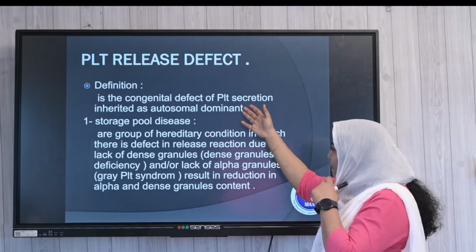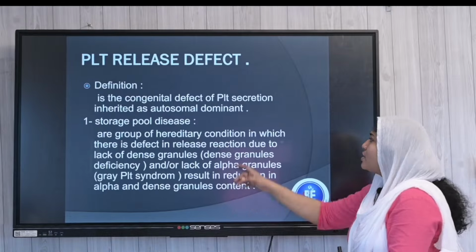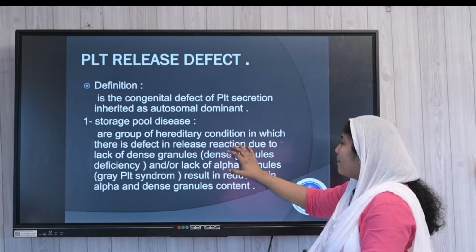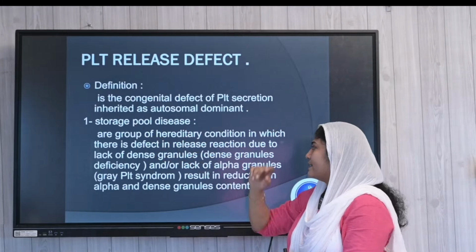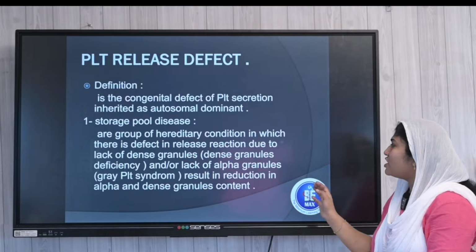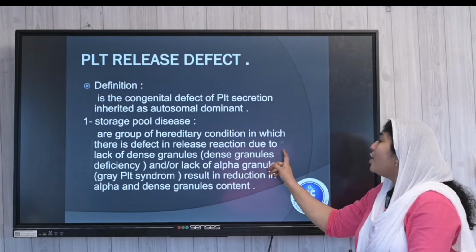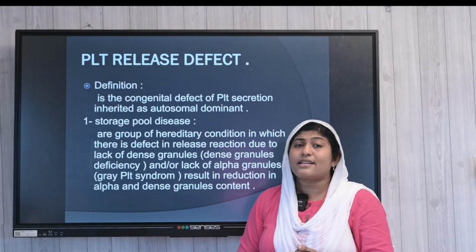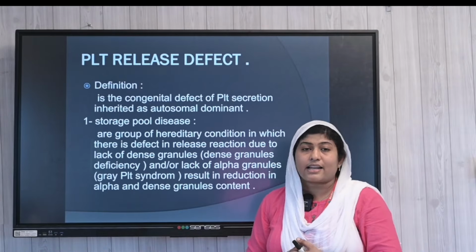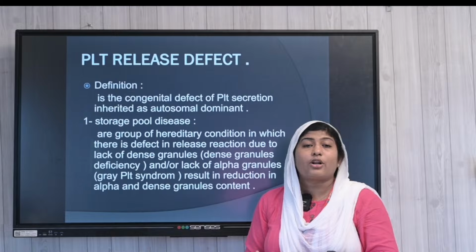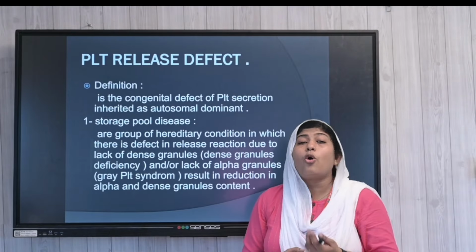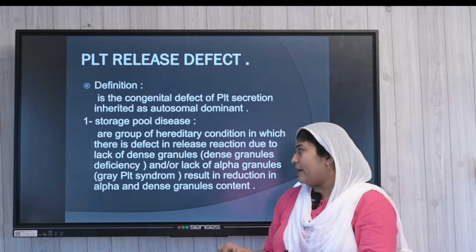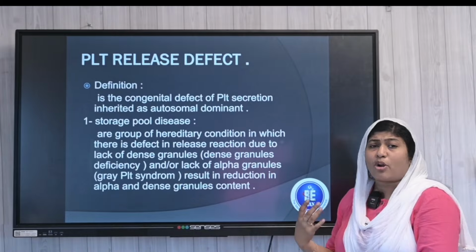Then, there are platelet release problems. First, these are all congenital, that is, a genetic problem associated with the patient. The first one is storage pool disease. These are a group of hereditary conditions in which there is a defect in release and retraction due to the lack of dense granules. See, the platelet has alpha granules and dense granules. The dense granule is also called the delta granule. It contains some factors, that is serotonin, calcium, and ADP. They all help in the attraction of platelets to the injured blood vessel to stop the bleeding. But if there is any problem here, definitely prolonged bleeding will be there.